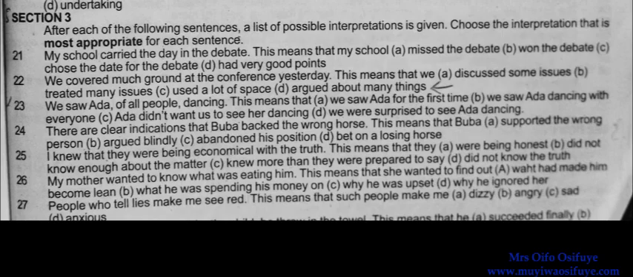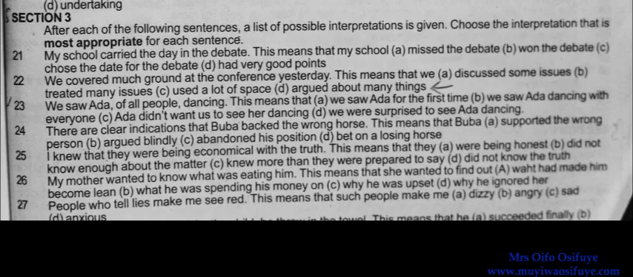That means from all interpretations given to us, they are all appropriate, but we want the one that is most appropriate for each sentence. Now, the first example we have there is, my school carried the day in the debate. That is the sentence we are given.